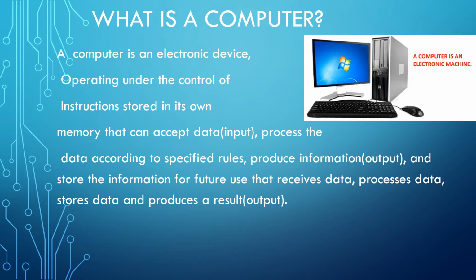What is a computer? A computer is an electronic device operating under the control of instructions stored in its own memory that can accept data or the input, process the data according to specified rules, produce information or output, and store the information for future use. That receives data, processes data, stores data, and produces a result or output.